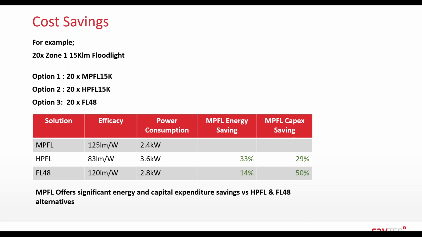Comparing mid-power flood to high-power flood, you could save 29% on the total solution cost choosing mid-power flood, and you would save a huge 50% choosing mid-power flood compared to FL48 for this installation example. So overall, mid-power flood offers significant energy and capital expenditure savings versus high-power flood and FL48 alternatives.